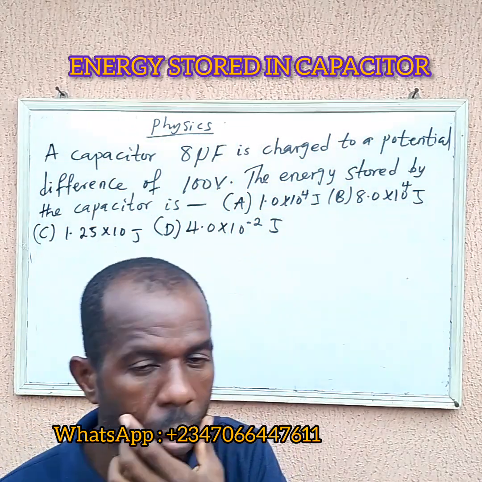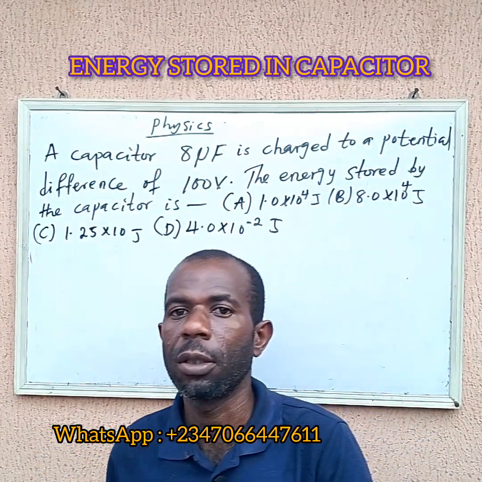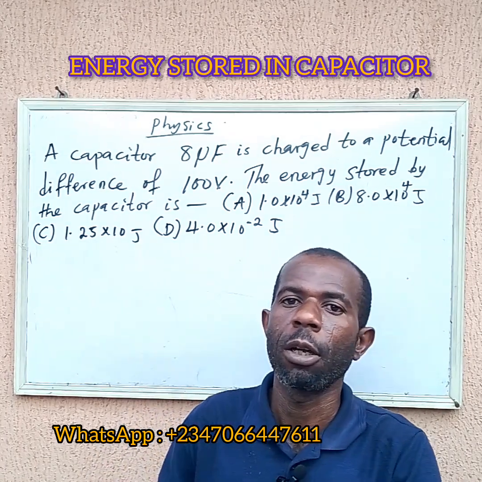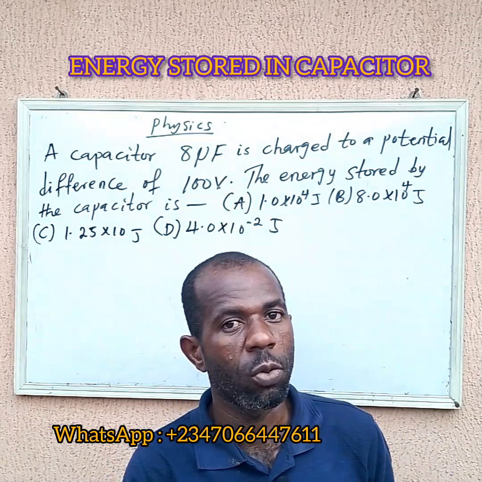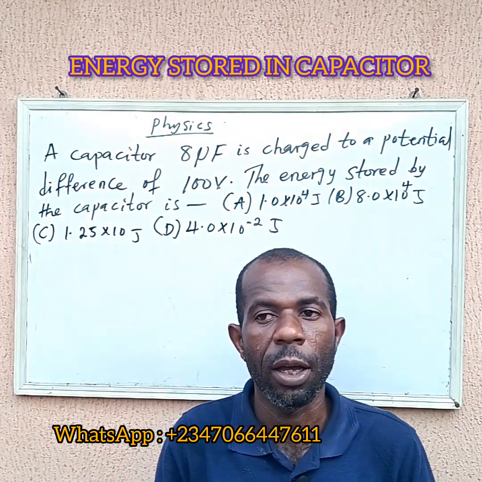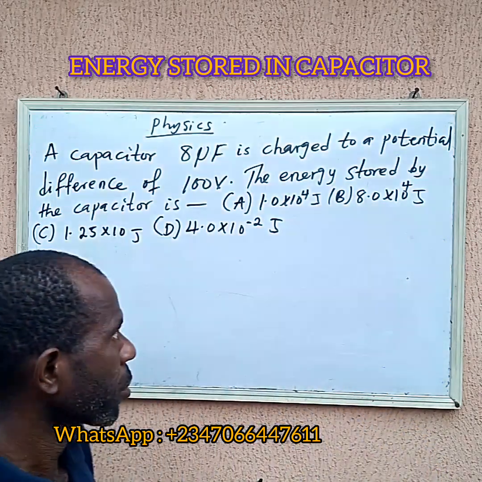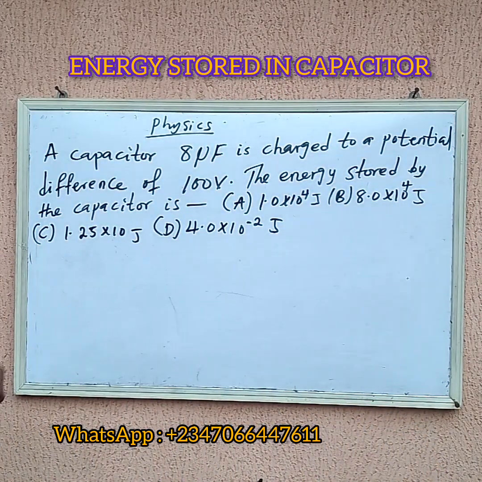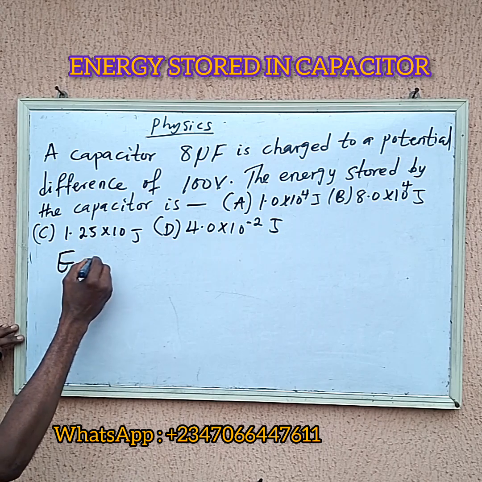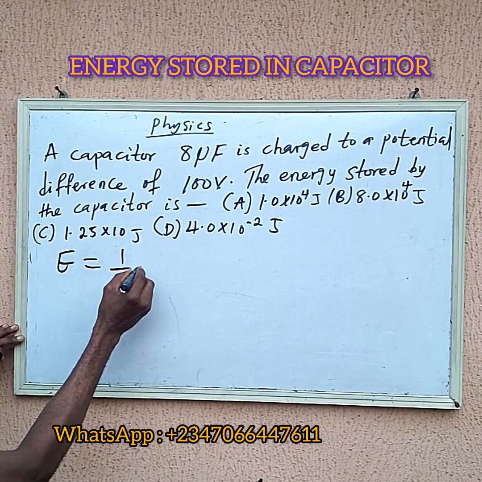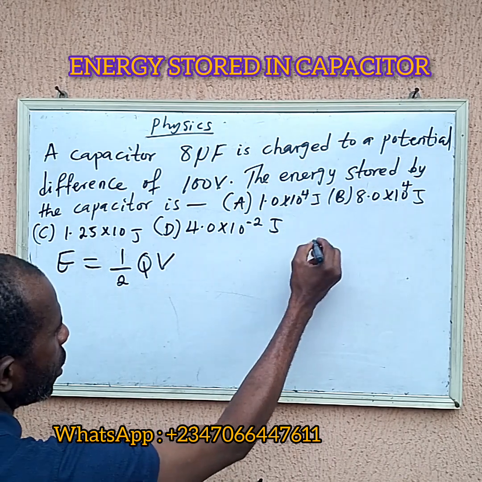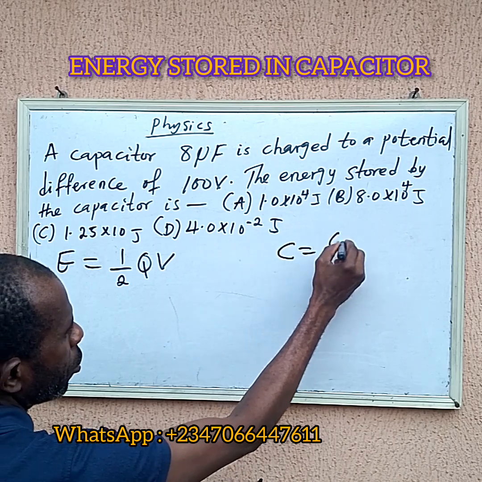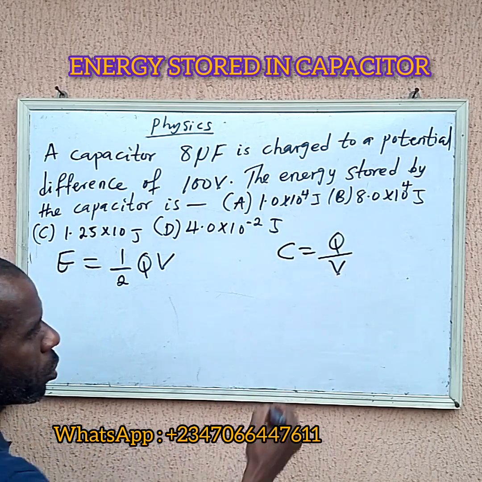Now, before we solve this question, I want you to understand that the energy stored in the capacitor is given by the average quantity of charge multiplying the potential difference within that electric circuit. So energy is equal to the average quantity of charge multiplying the potential difference. But remember that in our capacitance, C is equal to the quantity of charge all over the potential difference.